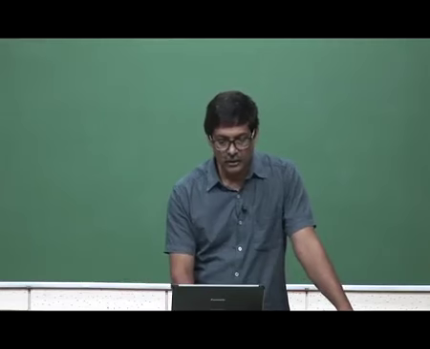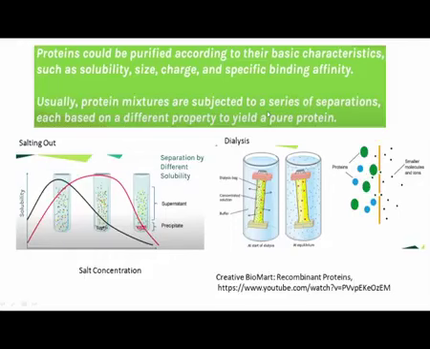So, usually the protein mixtures are subjected to a series of separation procedures before we get a pure protein yield, and the first of these is called the salting out effect. All these pictures are very kindly taken from the Creative Biomart recombinant protein slides, which are present on YouTube. Thank you very much for providing this information, which can be utilized for teaching purposes here. So, the first one is salting out.